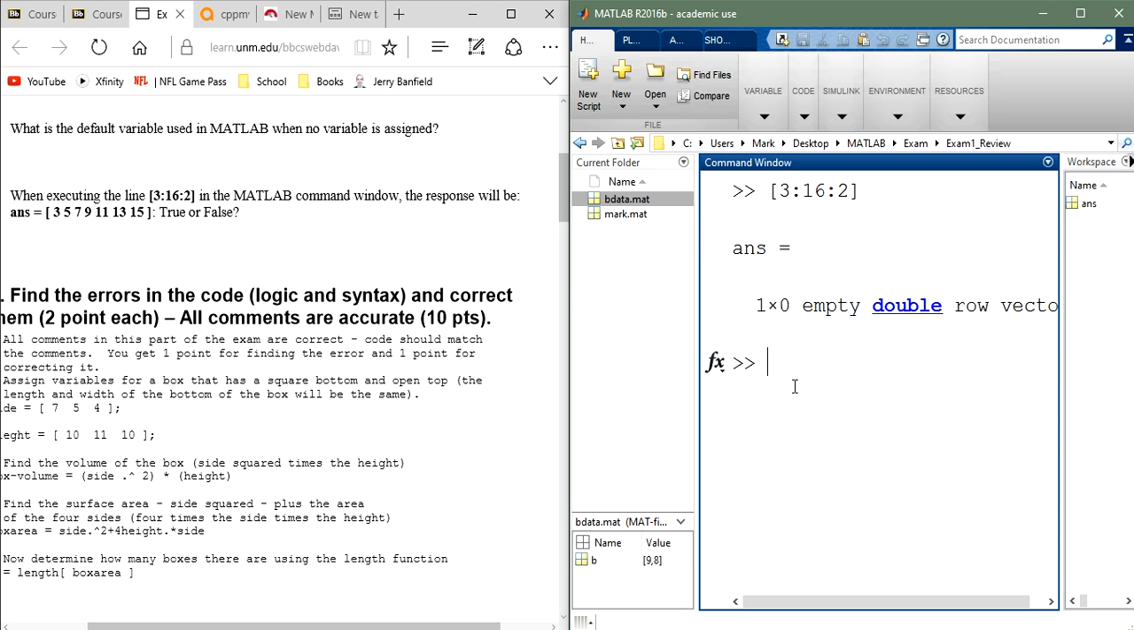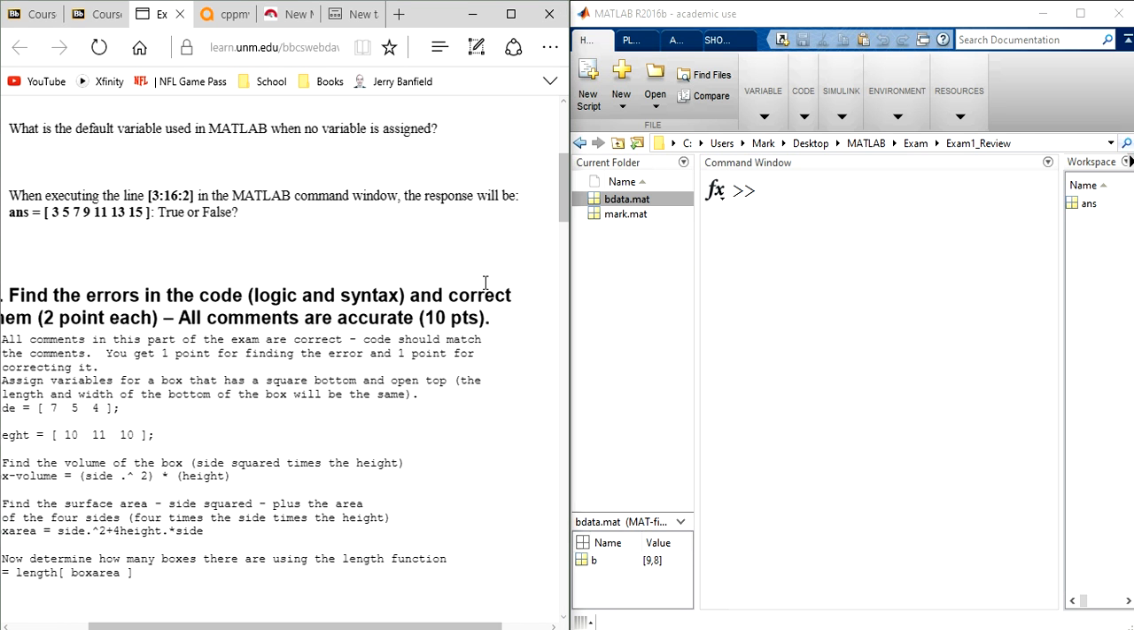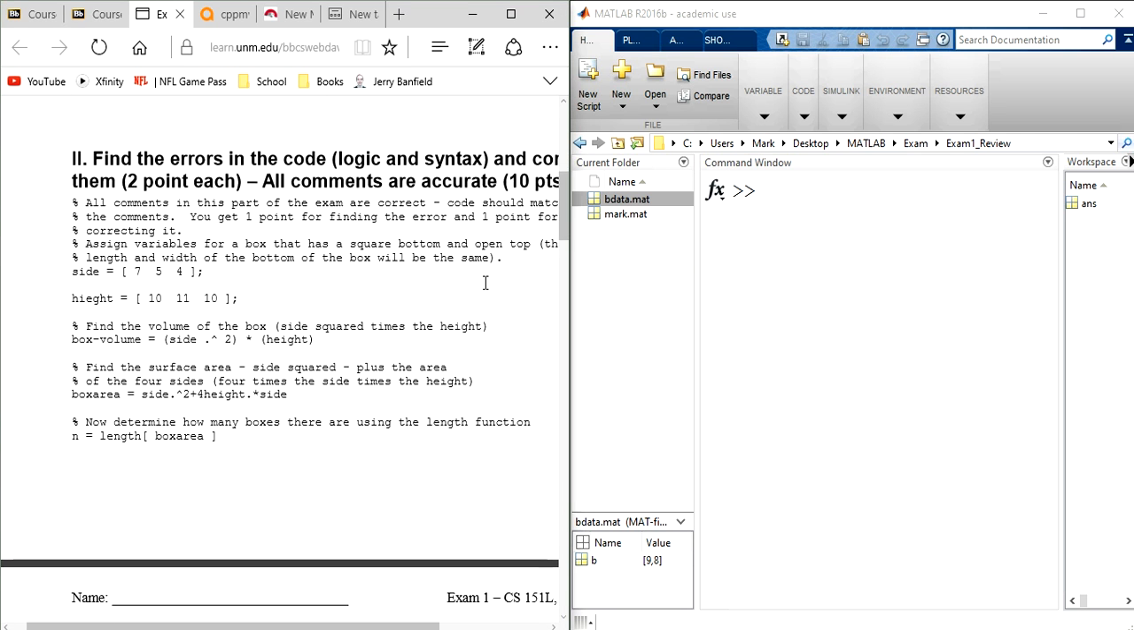Oh, I lied to you. Look at that. It's an empty double row vector. Well, that's cool. I'm not going back to correct my mistake. I'm just going to keep on going.